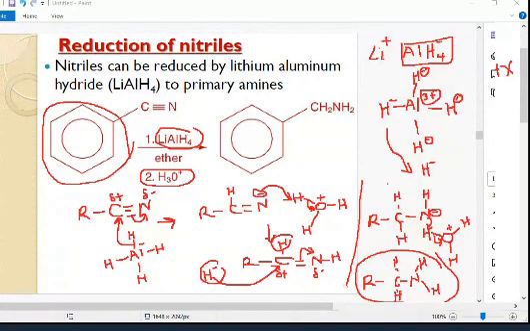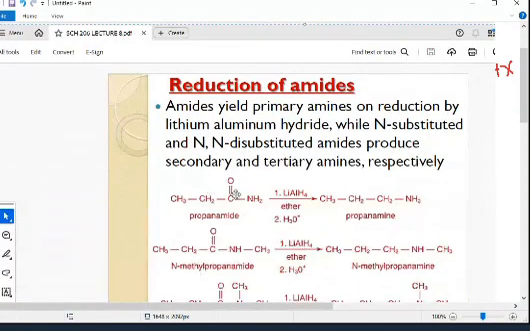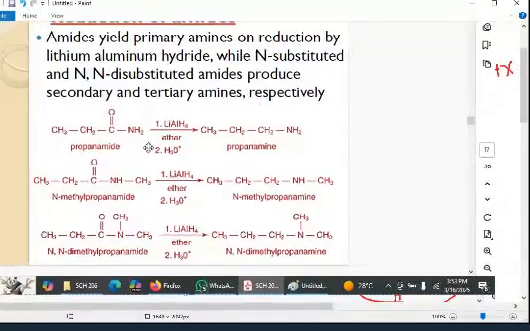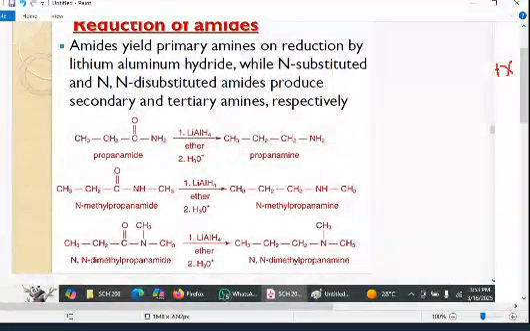Then the other one is reduction of amides. Reduction of amides, that is the next. So we look at the mechanism also for this. The mechanism for this. You see how to go about it.